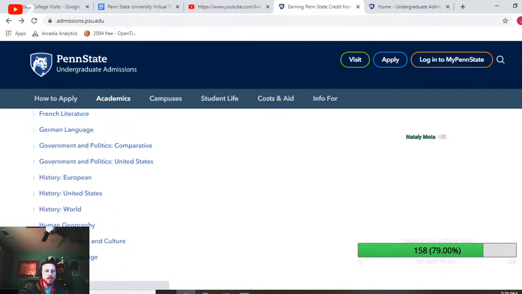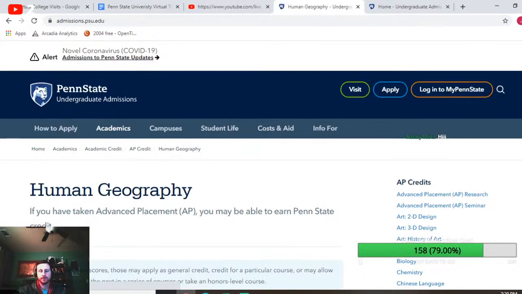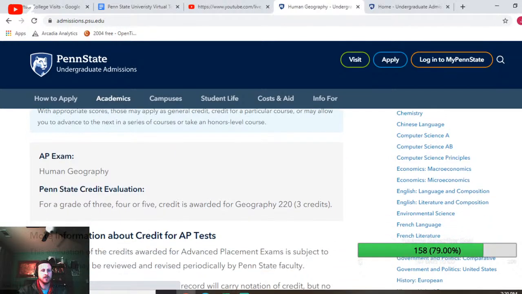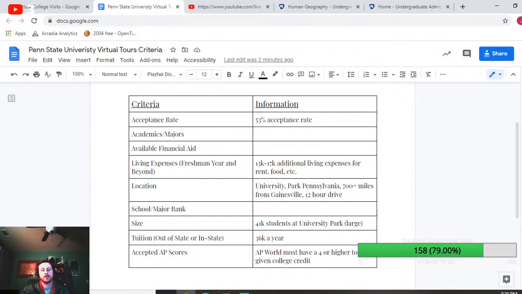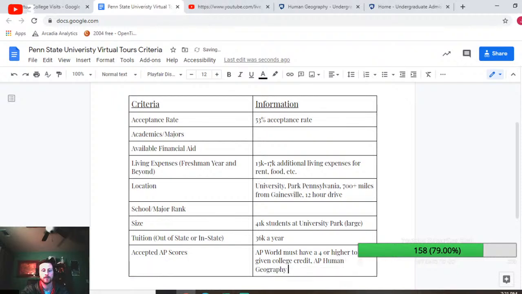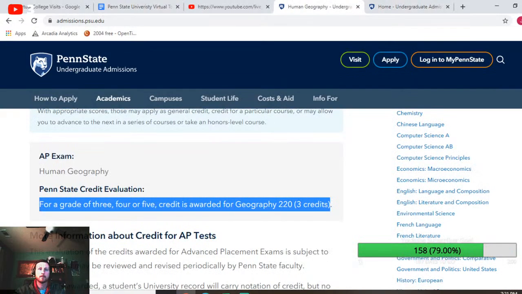Let's see. Human geography. So y'all take that next year. So this one, wow, that is so crazy. A grade of 3, 4, or 5 is awarded credit, which seems crazy to me because normally it's not like that. A lot of colleges don't accept AP Human Geography, no matter what your score is. As a 3 through 5. That's crazy. I would not have expected that at all.